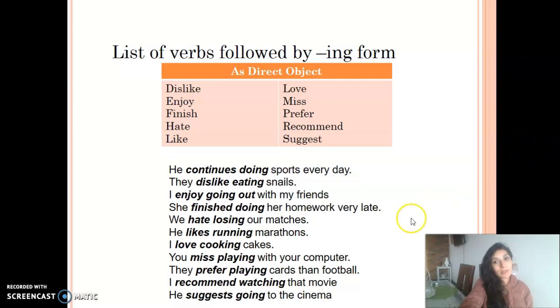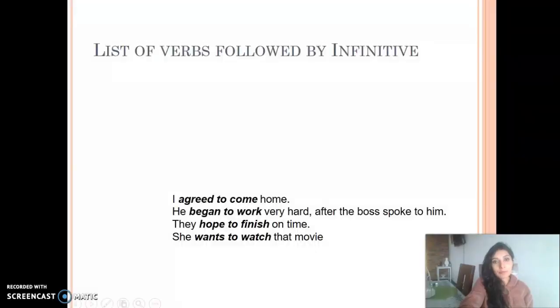So as you can see here, in all these examples, after the main verbs we have as objects of the verb gerunds, so cooking, playing, watching, going, because these verbs accept the ing form or the gerund form as objects of the verb. So we are going to continue with the next one, and this is the list of verbs followed by infinitive.